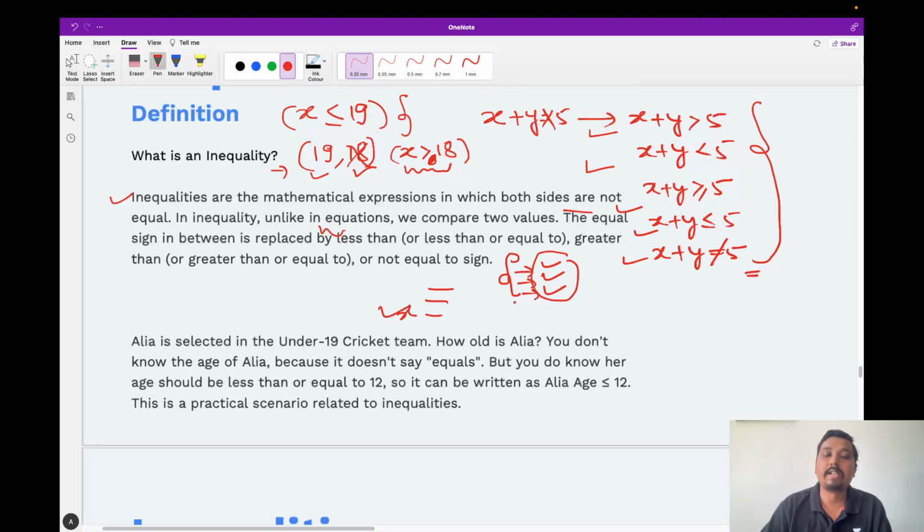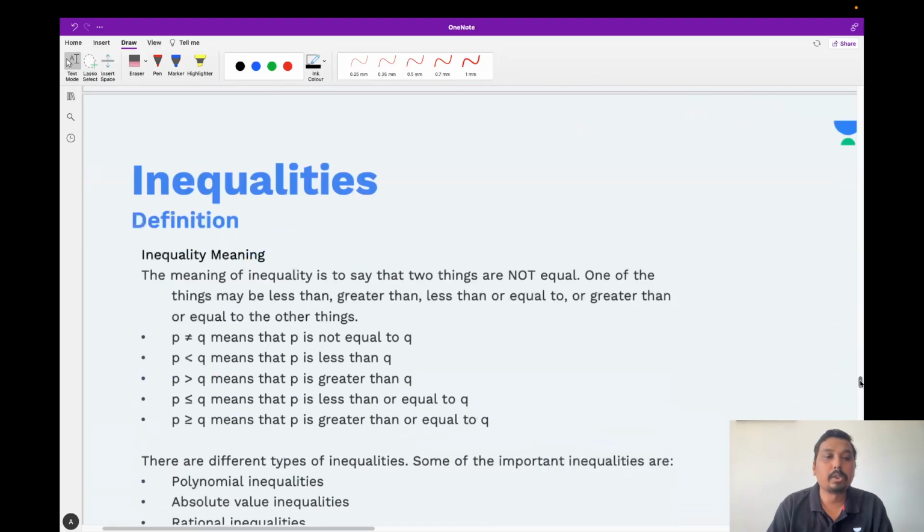If it matches those conditions, your answer is correct. If somewhere it is negating or not matching, then your answer is incorrect. Please go and solve your questions correctly. Okay, this is all about inequality. We'll see some good properties that are going to help you solve the questions.